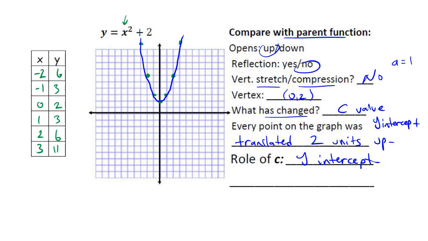Role of c is to give us the y-intercept value, and if the y-intercept is the same as the vertex, then the y-intercept can also give us the translation amount. We will translate these parent functions with the vertex. If the vertex is shifted, then we know there's a translation. That's pretty much it. In the class, we will go into a little bit more detail.